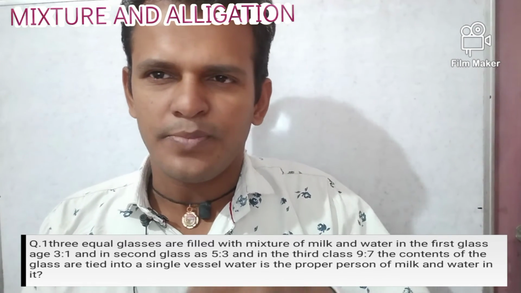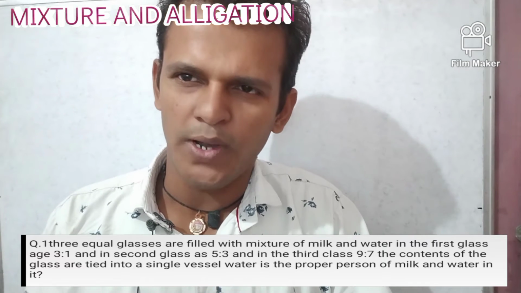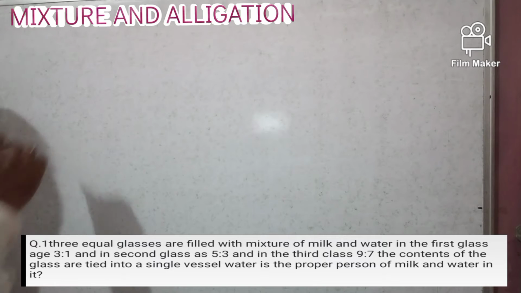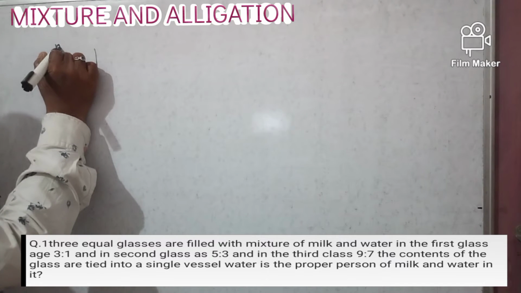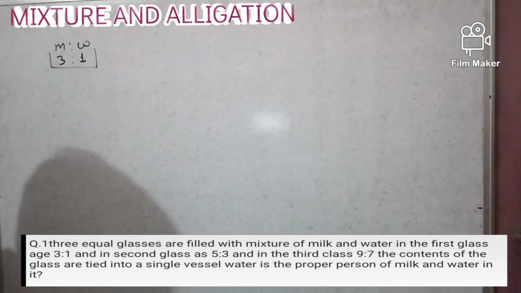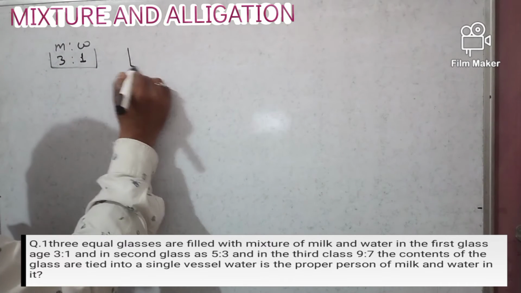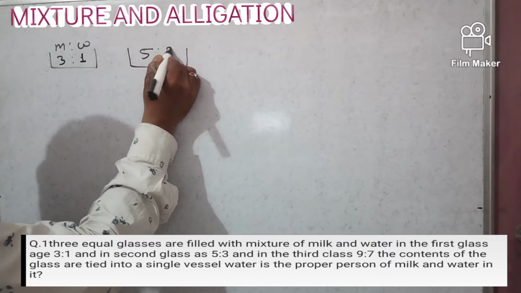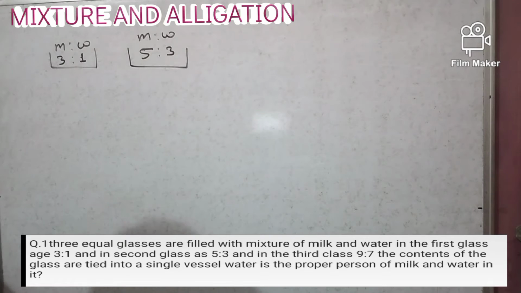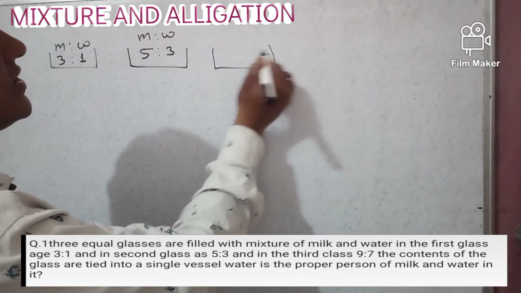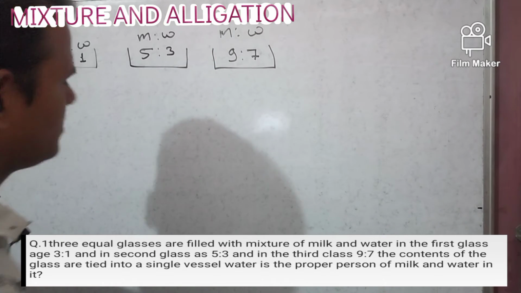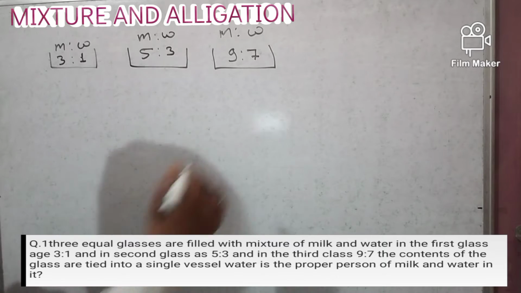Three glasses are filled with a mixture of milk and water, right? In the first glass, the milk and water ratio is 3:1. In the second glass, 5:3 milk and water ratio. In the third glass, milk and water is 9:7. Now these are mixed in a large container.